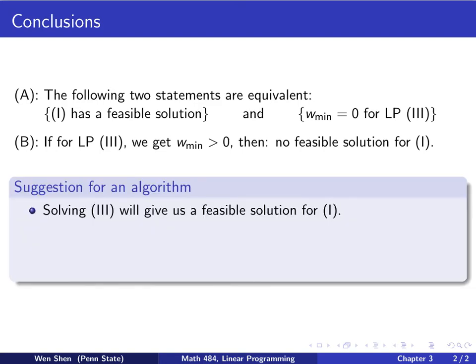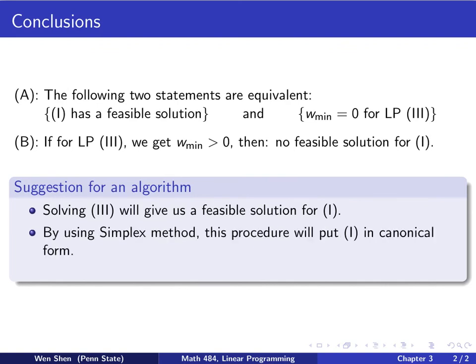So all these discussions and conclusions suggest an algorithm that we could carry out. We could solve LP problem 3. If we solve it and find W min to be 0, this will give us a feasible solution for the original constraint. And then we could solve this using the simplex method, and we know that the procedure would end up in a canonical form, and in the end the original constraint 1 could be put in a canonical form.